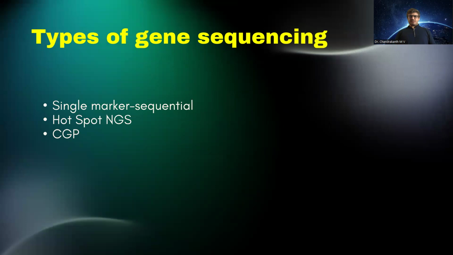What are the types of gene sequencing? So, single marker sequencing, that is, you know that I want to see this particular mutation. I will see that. I want to see whether there is an ALK mutation or not. I look only at a known mutation. This is called single marker sequencing. The other one is hotspot NGS. That is, I will look into only those spots where a mutation is possible to happen. And the third one is CGP, or comprehensive genomic profiling, where I see comprehensively the whole genome, I mean, the genes which are usually implicated in cancer.